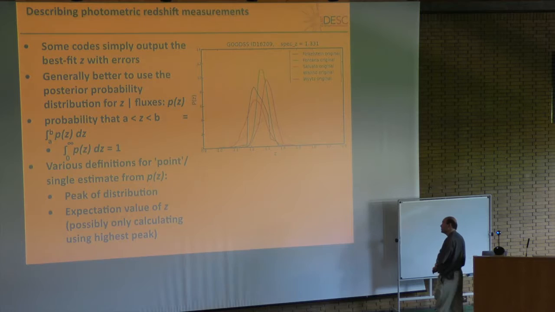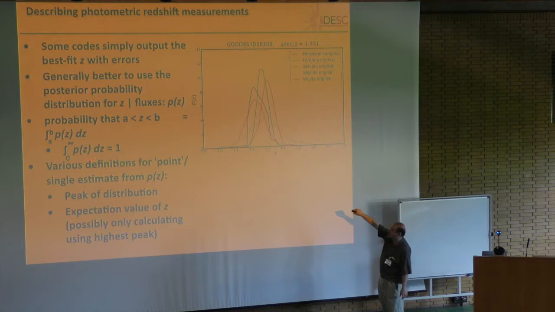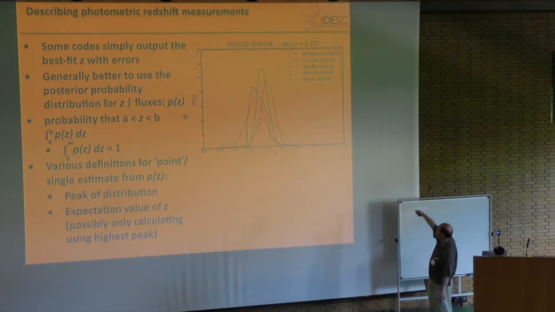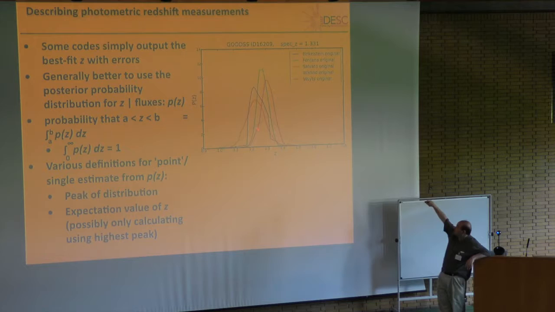But the way a probability distribution is defined, first of all, it has to be non-negative, has to integrate to 1. So the integral from 0 to infinity of p(z) is 1. And the probability that the redshift is between a and b is just the integral from a to b of this function p(z). And so this is probability distributions for the redshifts for one particular object in the Tandel survey. So we have five different codes. Each of them gives us a P of Z. So a probability that the object is at a particular redshift. All of these are template-based methods. You'll notice that all of these curves differ from each other.